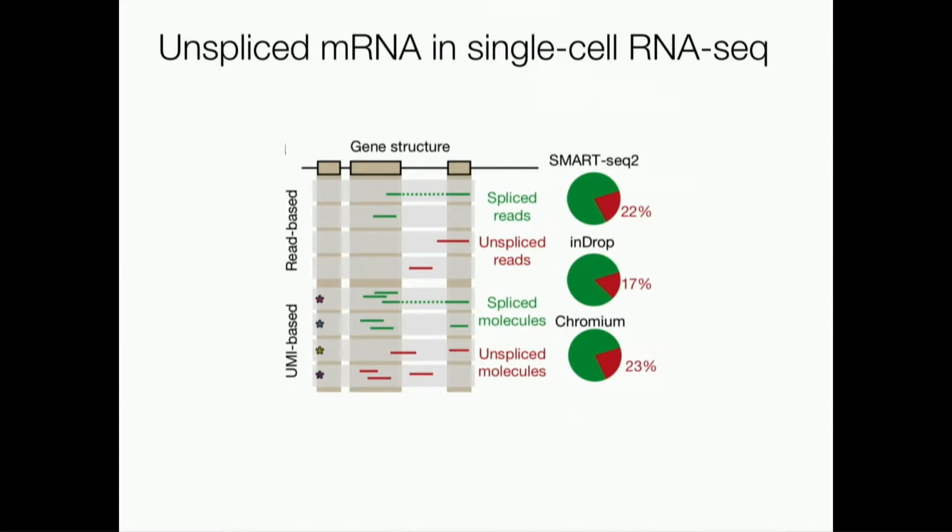So the first question is, can we detect unspliced mRNA in single-cell RNA sequencing data? And the answer is yes, for all common methods. Here are fractions of unspliced reads in SmartSeq2, InDrop, and 10x Chromium, and it hovers around 15–20%, something like that. So this is actually not a trivial amount, and it's something to work with. Actually, that's very surprising, because all of these methods are based on oligo-T priming to poly-A tails.